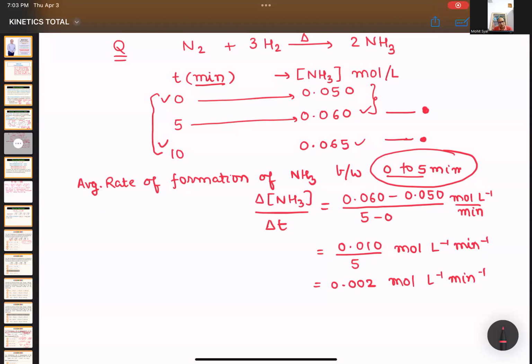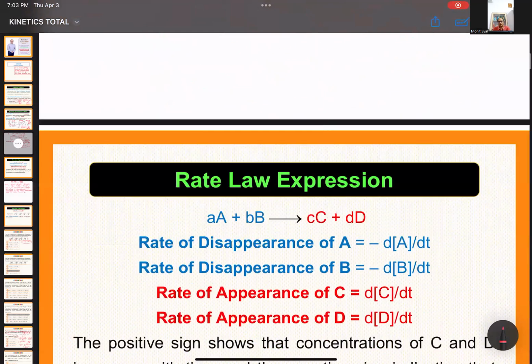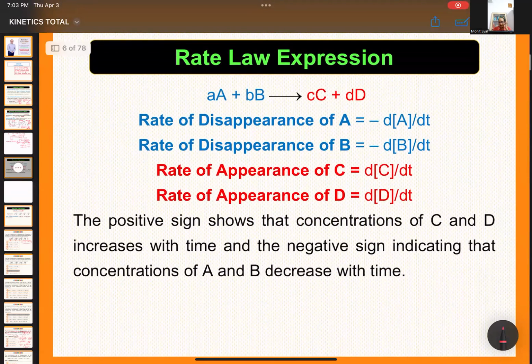So I hope this is clear to you. Very good question, which value should we use. You need to look at the question very carefully, on which time interval it is talking about. Got it? Great. Your doubt is clear.